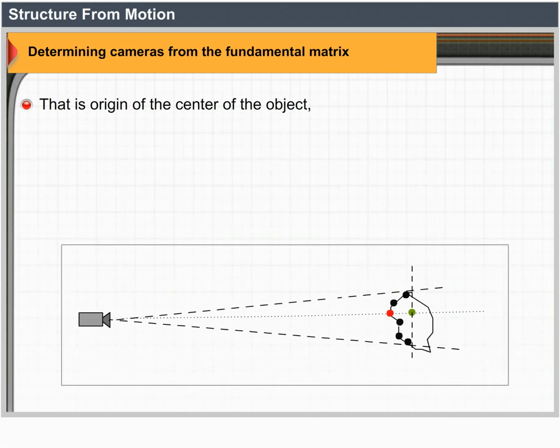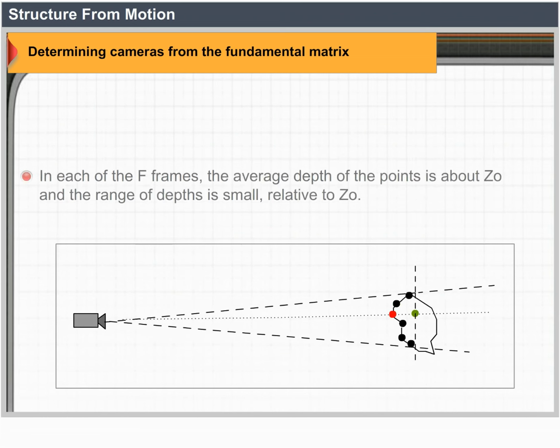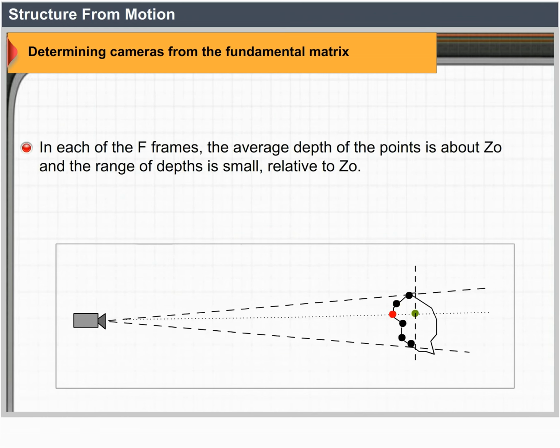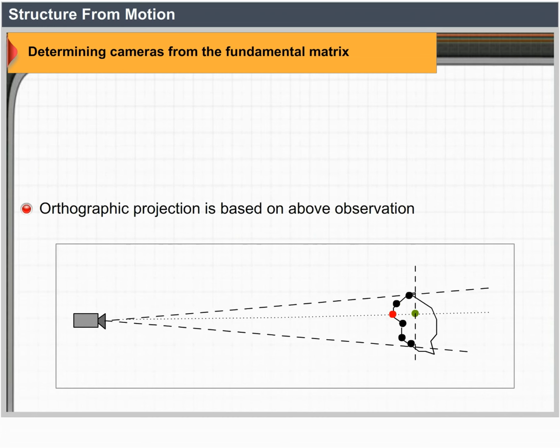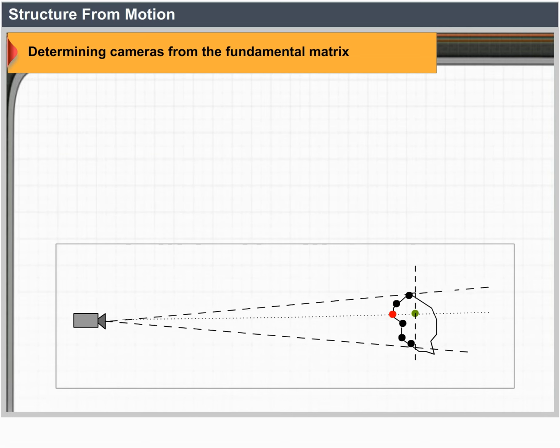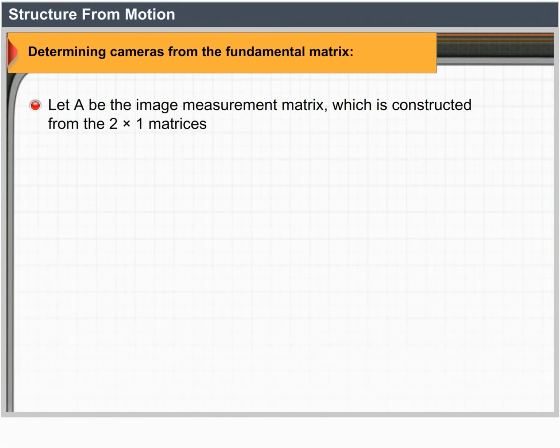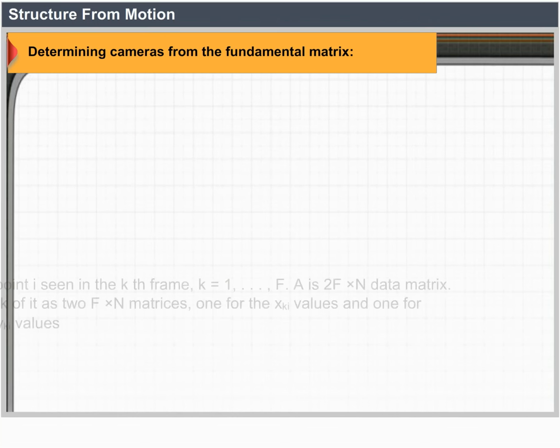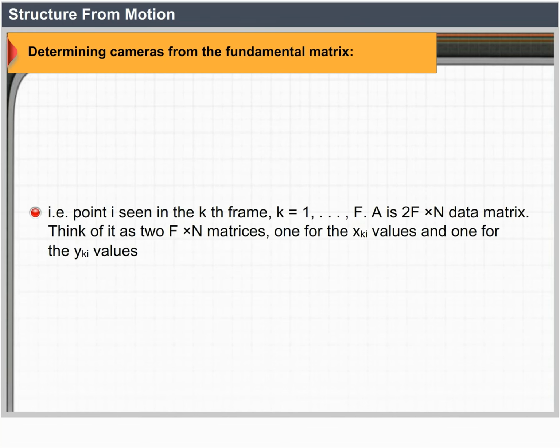In each of the F frames, the average depth of the points is about z0 and the range of depths is small relative to z0. Orthographic projection based on the above observation can now be seen. Let A be the image measurement matrix, which is constructed from the 2 cross 1 matrices xki, yki, point i seen in the kth frame, k equals 1 going up to F.